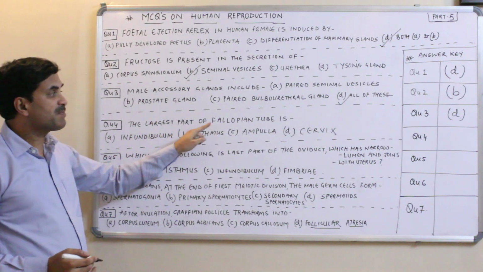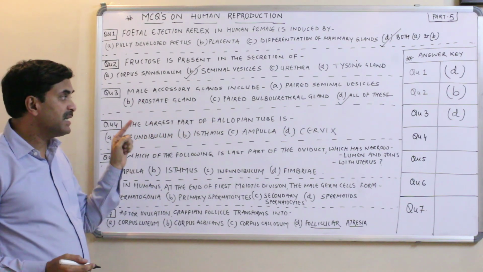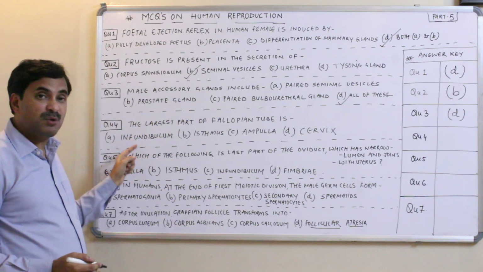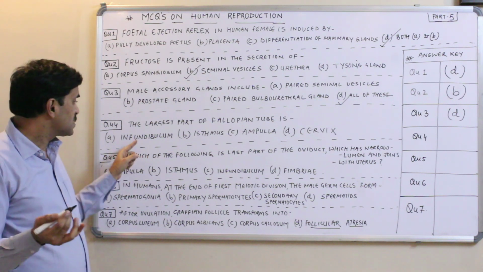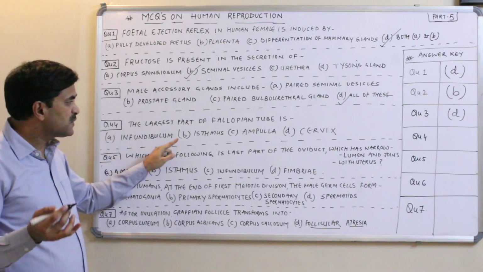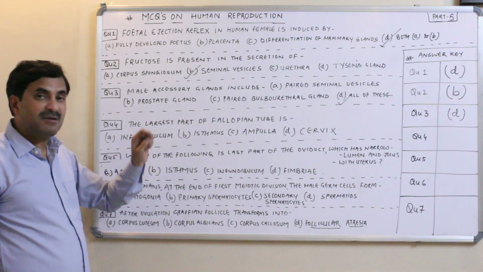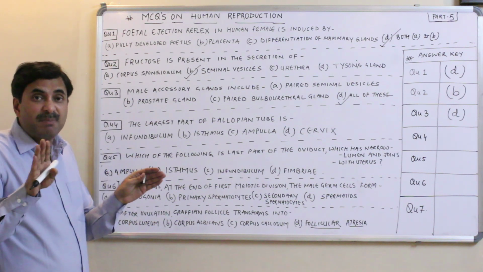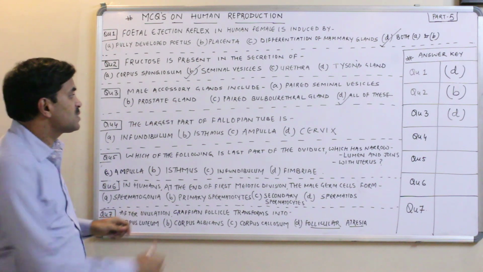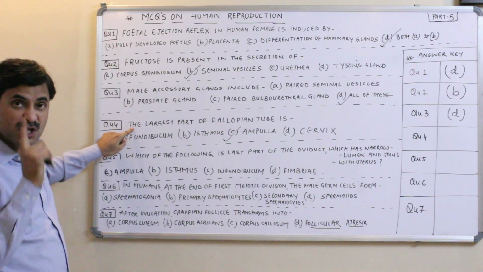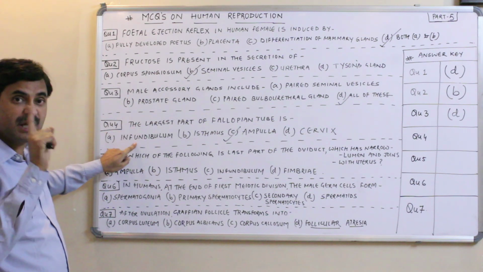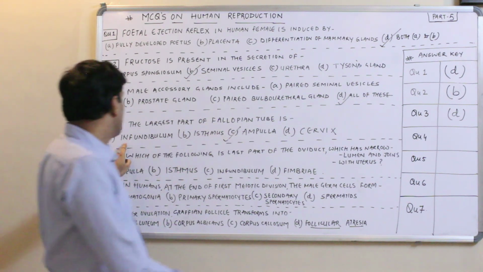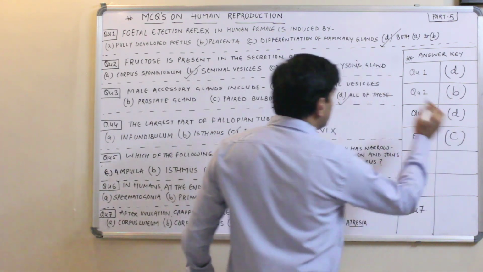Question number 4. Largest part of the fallopian tube is. Here many times I have seen that students commit mistakes. They see that the infundibulum is the broad part, funnel like, so they opt for infundibulum. It's wrong. If you see minutely in your NCERT, it is written that the part present just behind the infundibulum, which is the broader part of the oviduct, is known as the ampulla. So always remember, the largest part of the fallopian tube is not the infundibulum. The largest part is the ampulla. So question number 4 has the answer C.